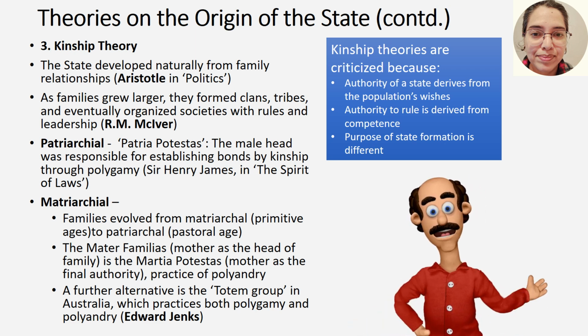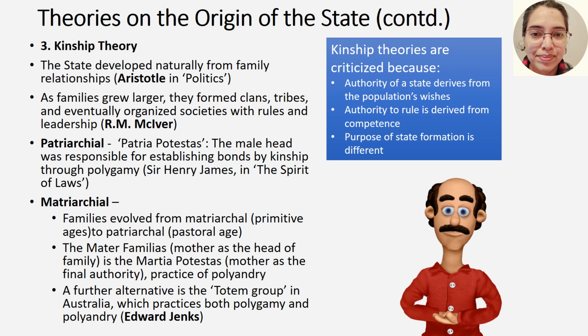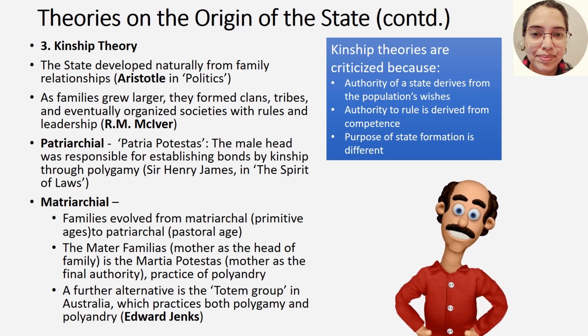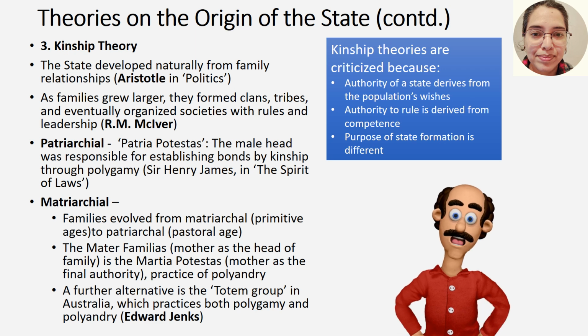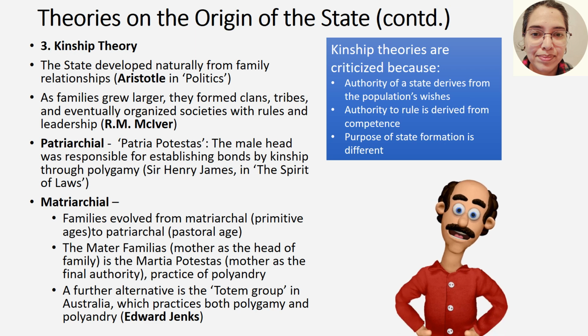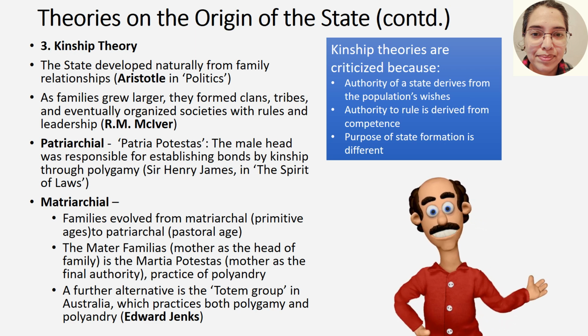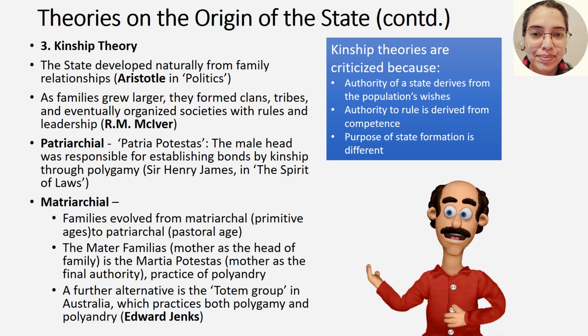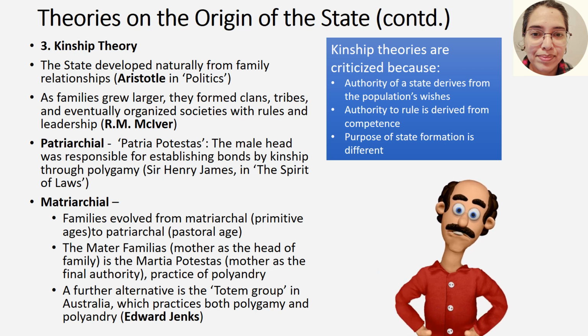There are three criticisms of kinship theories. The authority of a state derives from the population's wishes rather than through genetics. The authority to rule is derived from competence and status rather than blood relations. The purpose of state formation is different than that of family. We must remember that each of these theories explains a different way the state could have originated. In reality, however, modern states may have evolved through a combination of these factors.